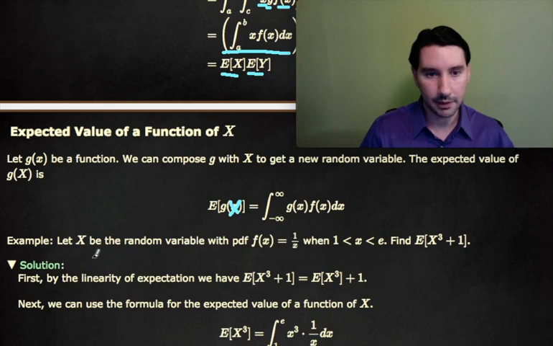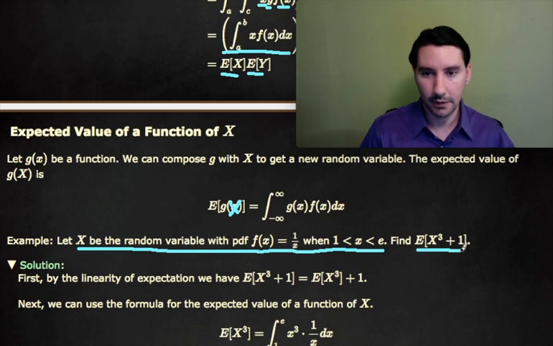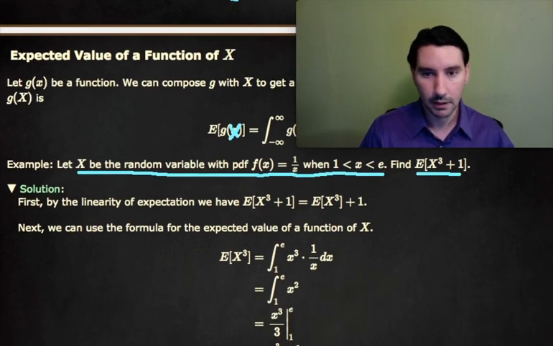So if we do an example of that, we could let X be a random variable with PDF f of x equals 1 over x for 1 less than x less than e. And we can find the expected value of X cubed plus 1. So by linearity, the expected value of X cubed plus 1 is E of X cubed plus 1. So we really just need to find E of X cubed and then add 1 to it.